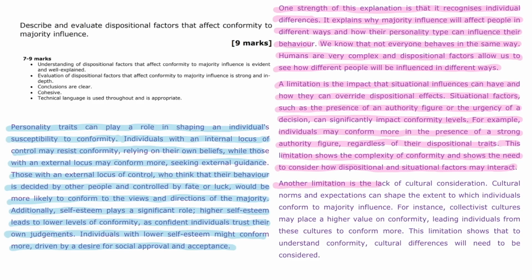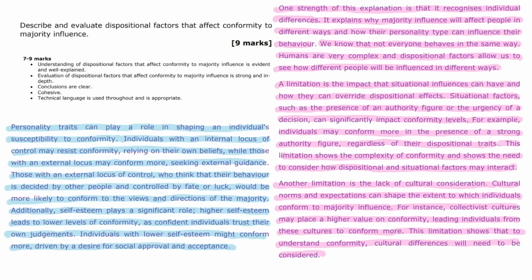Another limitation is the lack of cultural consideration. Cultural norms and expectations can shape the extent to which individuals conform to majority influence. For instance, collectivist cultures may place a higher value on conformity, leading individuals from these cultures to conform more. The limitation shows that to understand conformity, cultural differences will need to be considered.